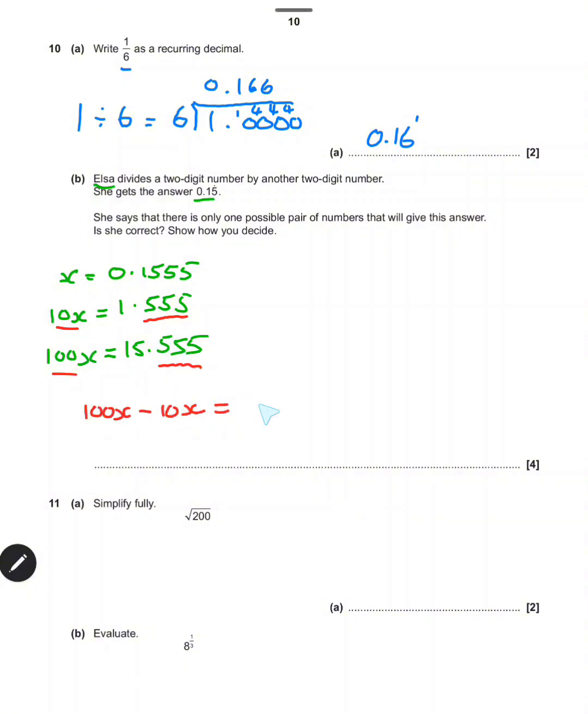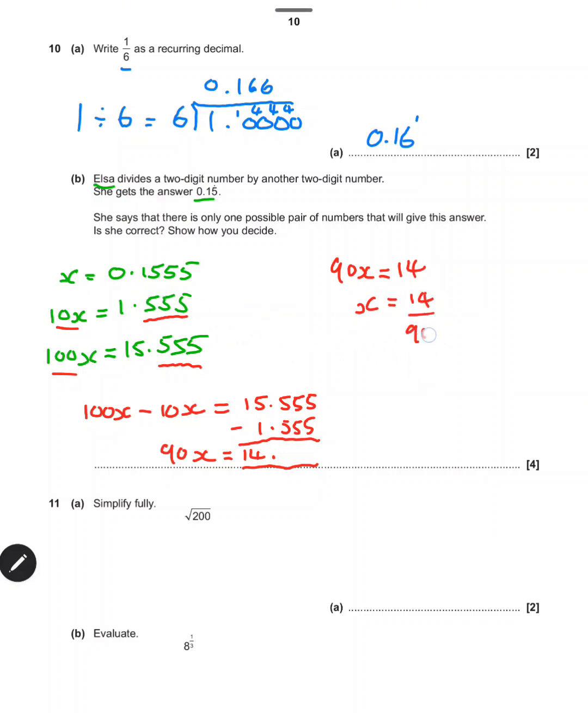and that's the same as 15.555 take away 1.555. And what you get there, the 5's will just vanish. You're going to get 15, take away 1, which is 14. This side here, 100x take 10x, is 90x. So if 90x equals 14, then x, our original recurring decimal, will be 14 over 90. So what we've done is turn the recurring decimal into a fraction, and we can see 14 divided by 90 would be this 0.15555.